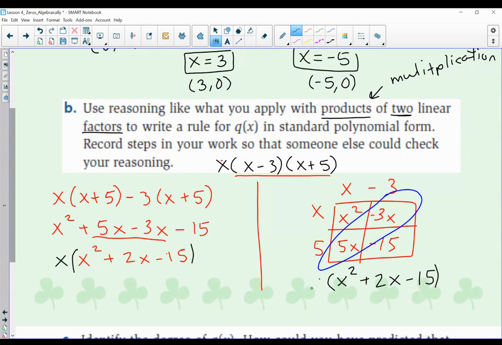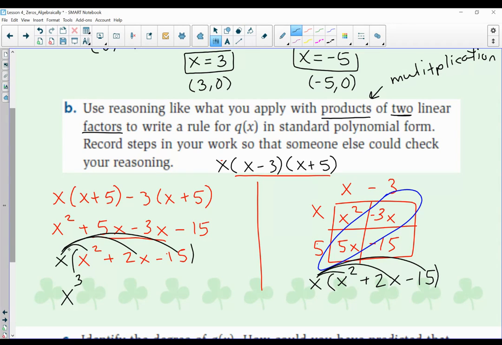Now, regardless of which method I'm using, if I use distribution from the start or if I use box method, I'm just going to distribute in x. And remember, distribution means whatever's on the outside of the parenthesis is going to multiply by every term on the inside of the parenthesis. And so x times x squared, remember, this is 1x, x squared is 2x's. So if I multiply x times x squared, that's 3x's, so x to the third power.